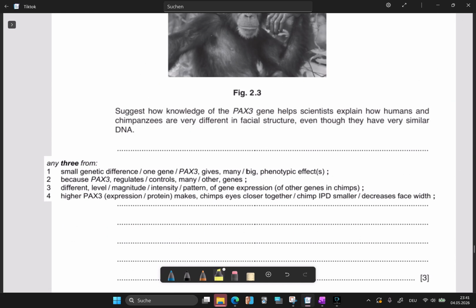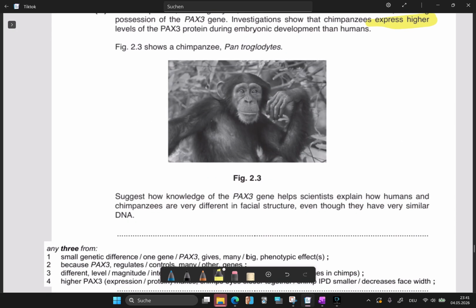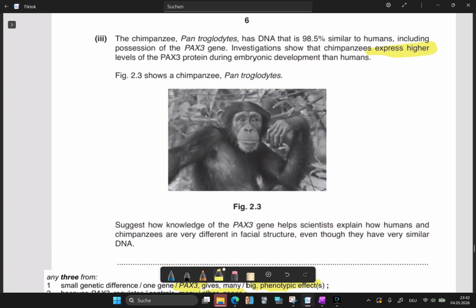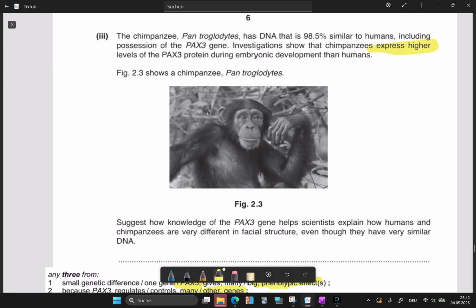Okay, so if we have a change in one of those genes that control the expression of all of those other things, we're going to have a big phenotypic effect. Okay, so this is going to be our answer, because a small change in the PAX3 gene will have a major phenotypic effect because it regulates many other genes, and those genes have an effect on the face and hearing and eye color. Okay. So those chimpanzees may have the same gene, but they can have a higher expression because of something. That's why we look different from them. Okay.